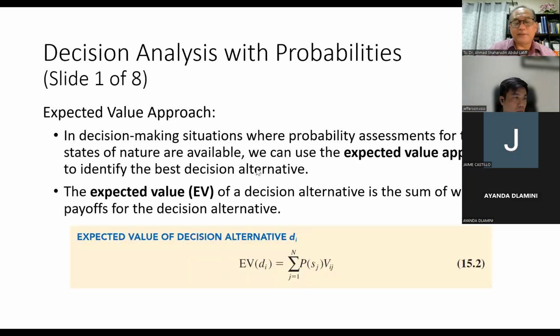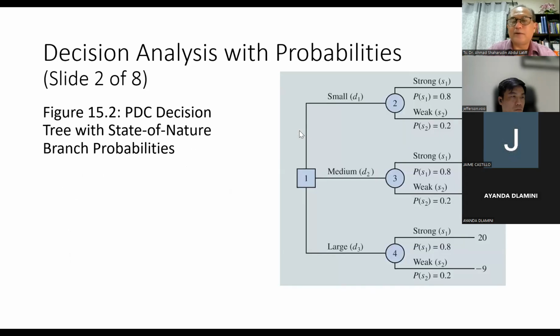Now we look into probabilities. The expected value is used when you have probabilities. In the expected value approach, you identify the best decision alternative, and you weight the payoff against the chances of the state of nature. For example, S1 is strong demand, and the chance is 8/10, 0.8, meaning that out of 10 occurrences, 8 will be strong demand and 2 will be weak demand.